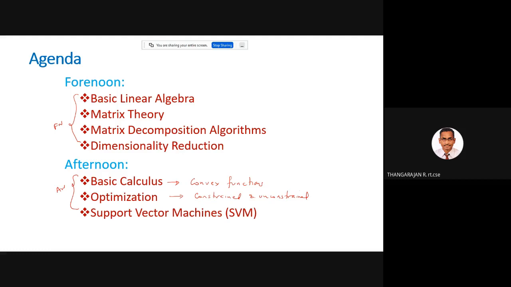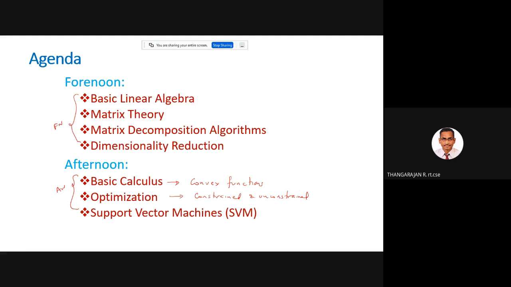If you have any doubts, you can just interrupt and ask, or we will have some time at the end of the session. The forenoon session is going to be from 10 to 12:30, so maybe 15 minutes at the end we can have for question and answer. In the forenoon, we'll also have a 10-minute break around 11:20.